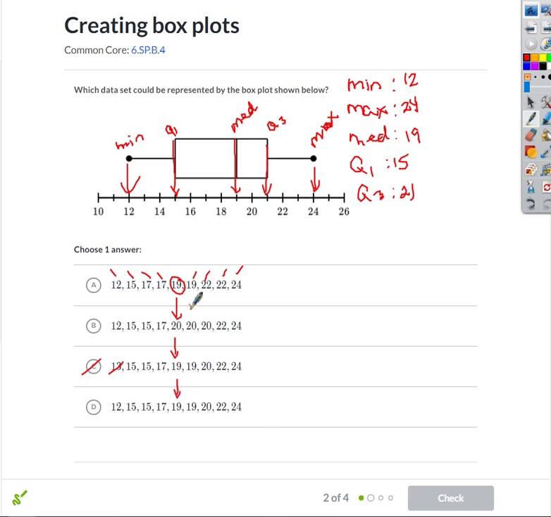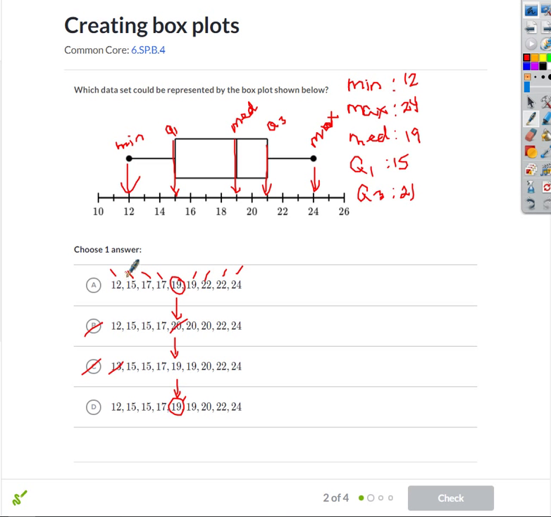So my median is supposed to be 19. So my median here, you can see for B, the median is not 19. So that's wrong. So now I just need to look between A and D to see which one has Q1 at 15 and Q3 at 21. So let's start again. Now that we have our median, so we have medians of 19 here for both. Let's focus on A first.